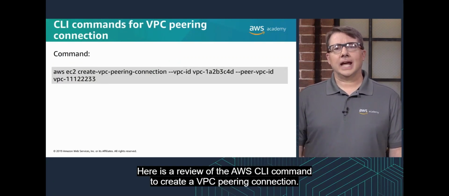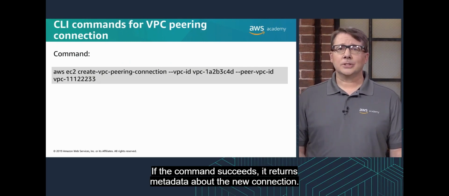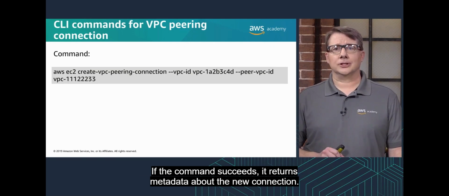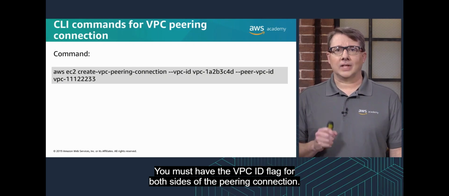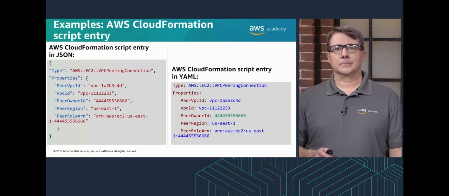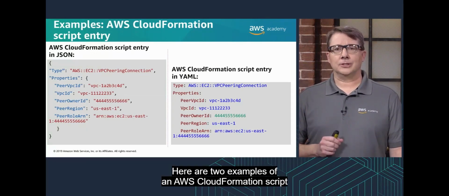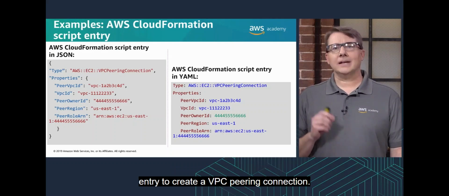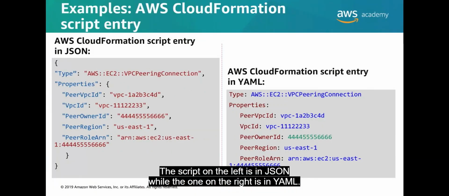Here is a review of the AWS CLI command to create a VPC peering connection. If the command succeeds, it returns metadata about the new connection. You must have the VPC ID flag for both sides of the peering connection. Here are two examples of an AWS CloudFormation script entry to create a VPC peering connection. The script on the left is in JSON, while the one on the right is in YAML.